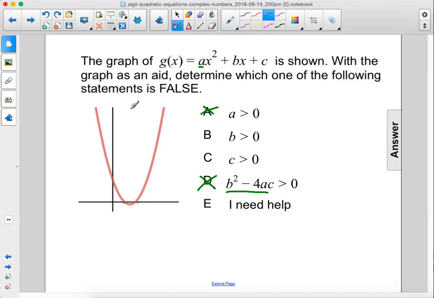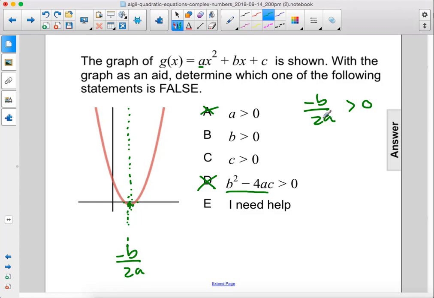Now, B. Remember what we learned about the axis of symmetry? If we were to draw the axis of symmetry, it would go right through the vertex. And this value right here is at negative B over 2A. So what does that say to us? This value is positive because we're to the right of the y-axis, so these are all positive numbers here. So we know that this is going to end up being a positive number.